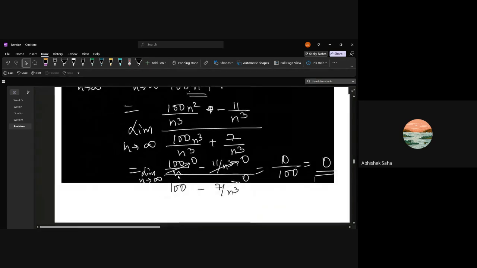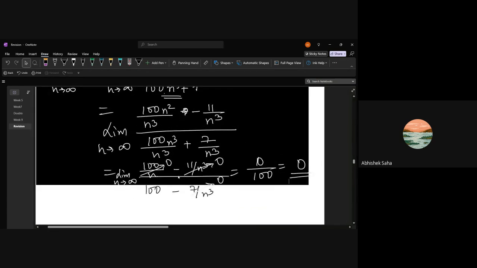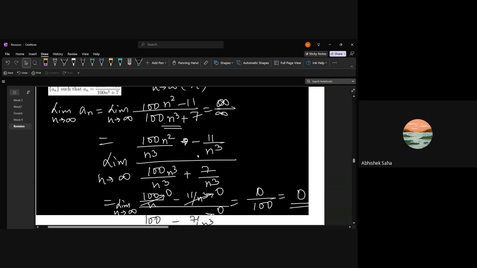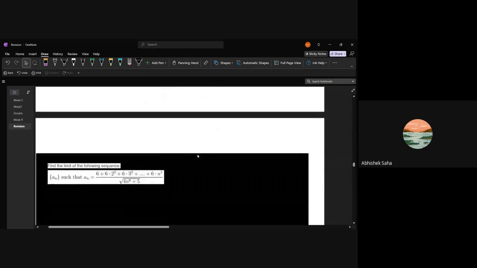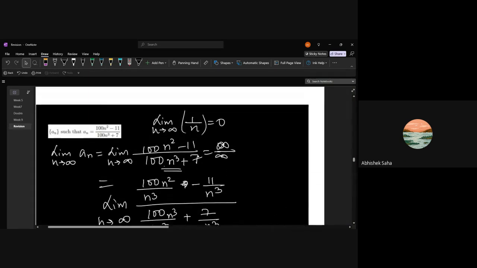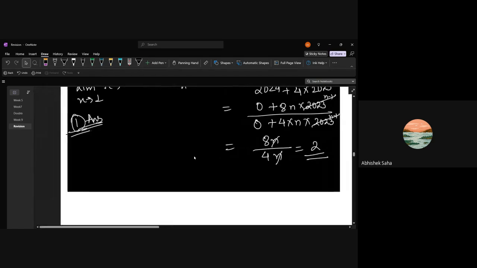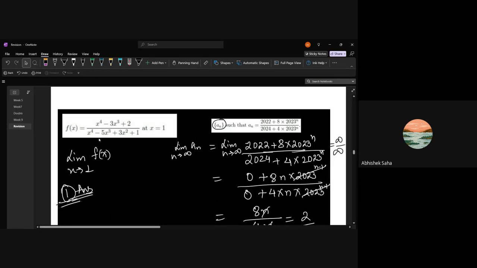Okay, it's clear? Nice. Or you can use L'Hopital rule. Here also you can see this problem we can solve that way. But here x tends to 1, so we can't do that. But if it says n tends to infinity, then you have to divide by the highest power.